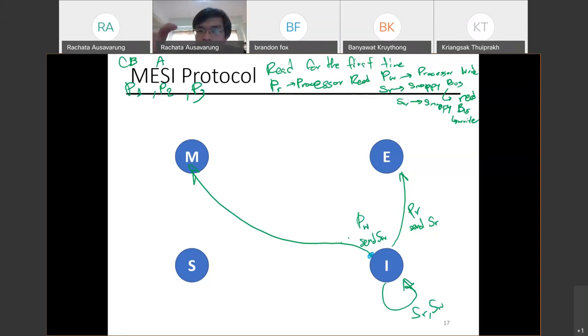So, if I'm in the exclusive state and I'm reading, where do I go? I stay in the same state, right? If I'm reading that cache block, I am the only owner of that cache block. I stay at the same place. And you don't have to notify anyone because no one has the data.